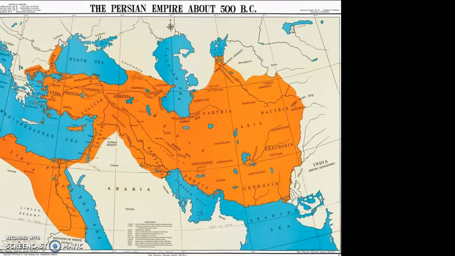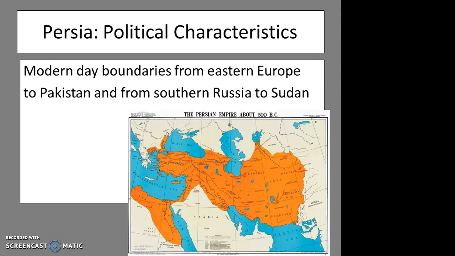This is a map of the Persian Empire, more detailed. You can see here parts of Armenia all the way over into Greece, Macedonia, parts of Egypt, Syria, the Babylon, as we've talked about last time. Modern-day boundaries from Eastern Europe all the way to Pakistan, to southern Russia, all the way to the Sudan in Africa, as you can see right here on the map.